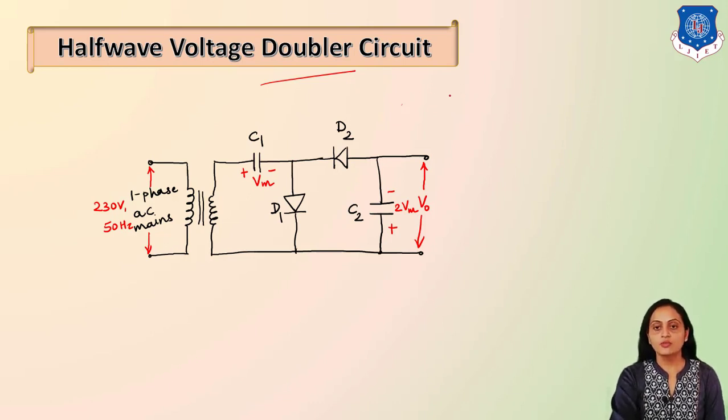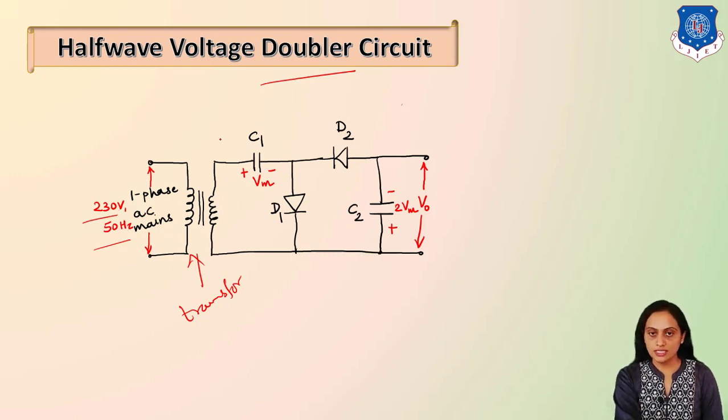For example, we are taking the input of 230 volt 50 Hz AC, that is from the mains. Let me first introduce the different components used over here. So this one is the transformer, and this transformer is the step down transformer. So it is taking 230 volt 50 Hz AC. The output will have the amplitude of Vm.